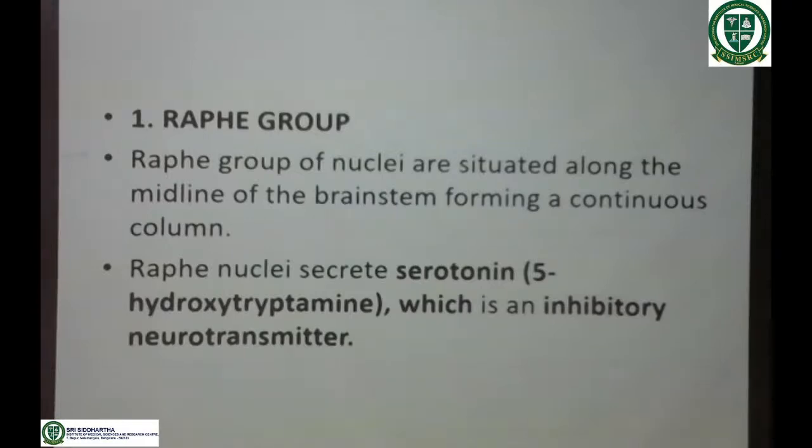The first one is the Raphe group. The Raphe group of nuclei are situated along the midline of the brainstem, forming a continuous column. Raphe nuclei secrete serotonin, that is 5-HT, 5-hydroxytryptamine, which is an inhibitory neurotransmitter.